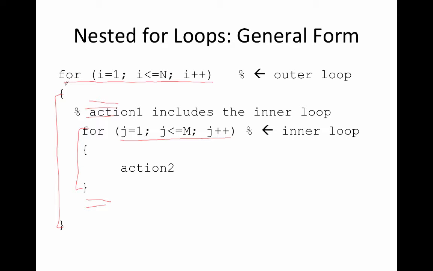So when i has the value 1, we're going to execute the entire action of the outer loop, which includes going through the entire inner loop m times, 1, 2, 3, 4, 5, up to m, whatever that is, and then the other statements. And when i has a value 2, once again, we go through the entire loop, which includes going through the entire inner loop.